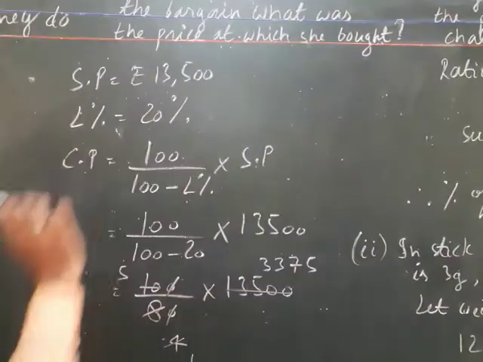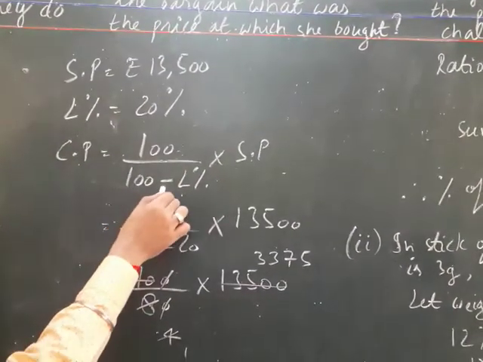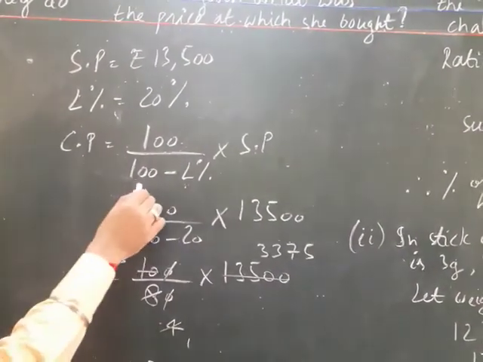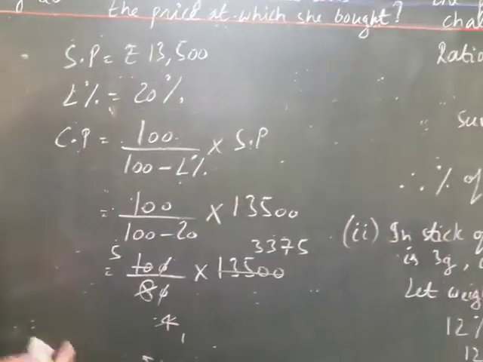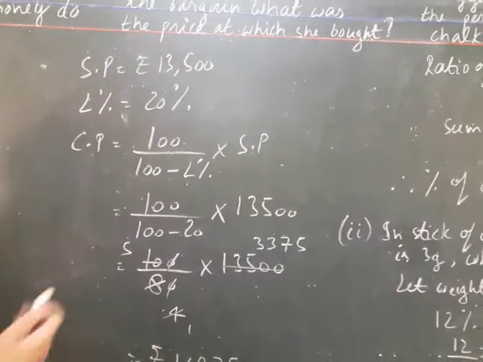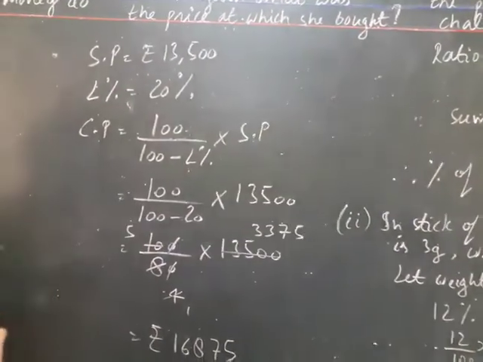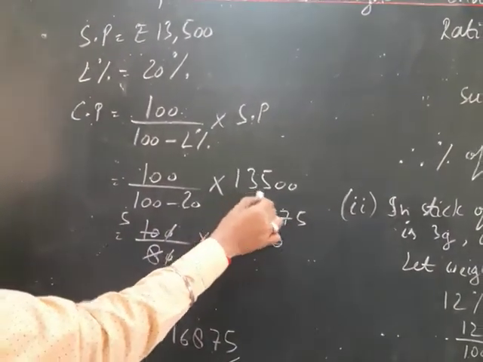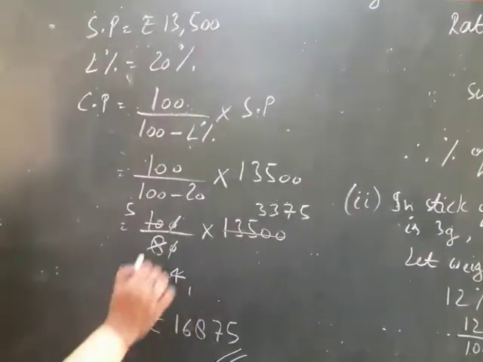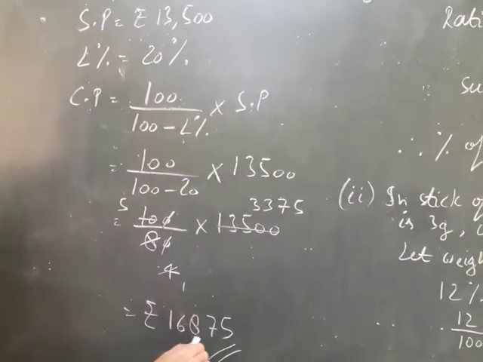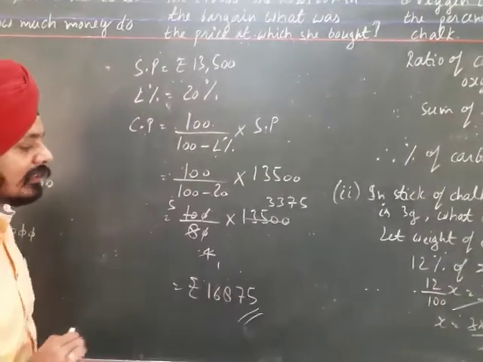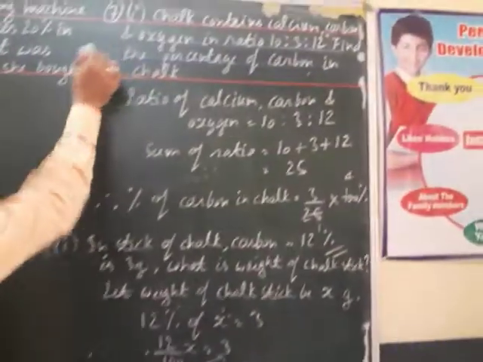Students, here loss is occurring, so you will use 100 minus loss percent. If suppose there was a profit, then you will use 100 plus profit percent. There is slight change when there is a profit. In this, loss is there, so you will use this formula only. So 100 upon (100 minus 20) multiplied by 13,500. Simplify it, you will get 16,875. That means cost price is 16,875.